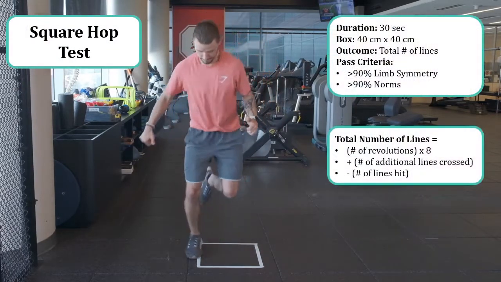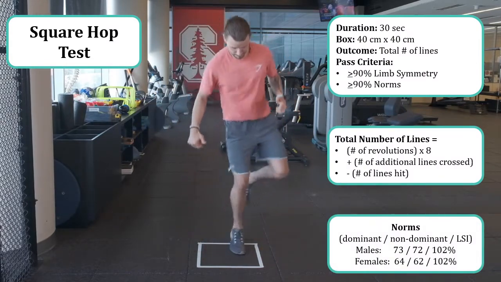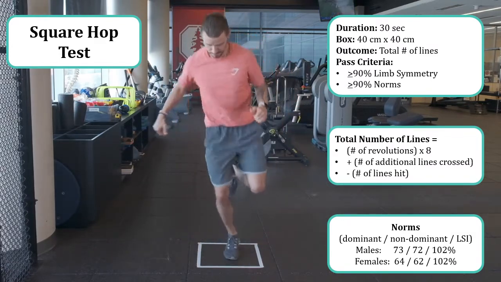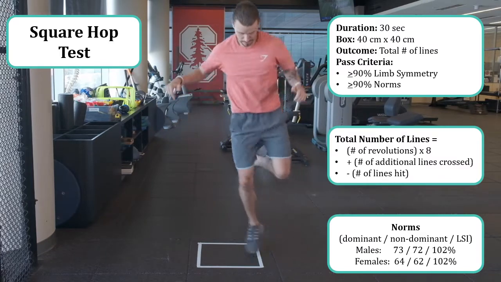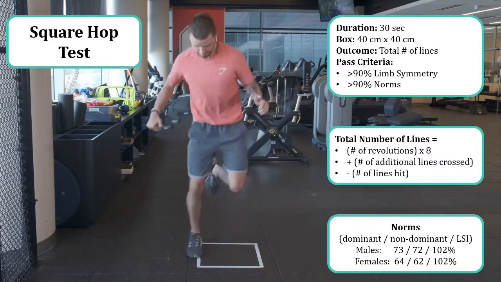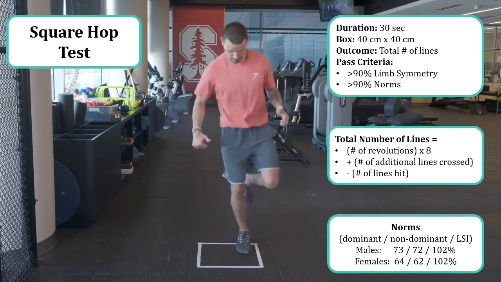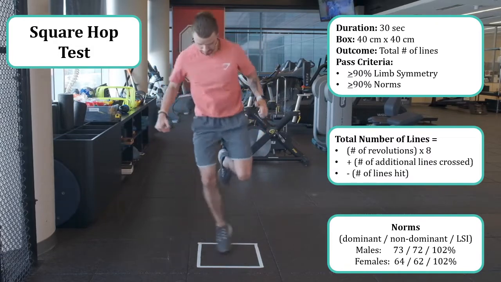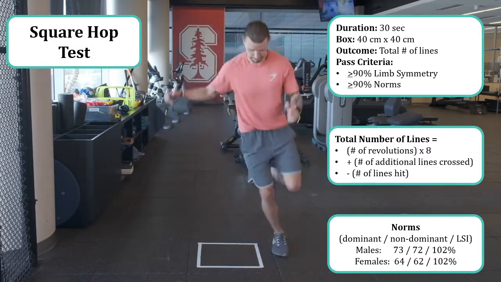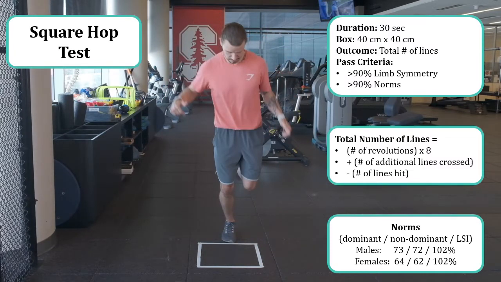The next test in the FLE is the square hop test. It's a duration of 30 seconds within and out of a box of 40 centimeters. You notice that the pattern the athlete is going in is, by convention, always done in a clockwise fashion where the athlete is bouncing in and out of the box. The outcome is number of lines crossed within the 30 seconds, and then the comparison is 90% of limb symmetry, and it is described to have norms associated with it.